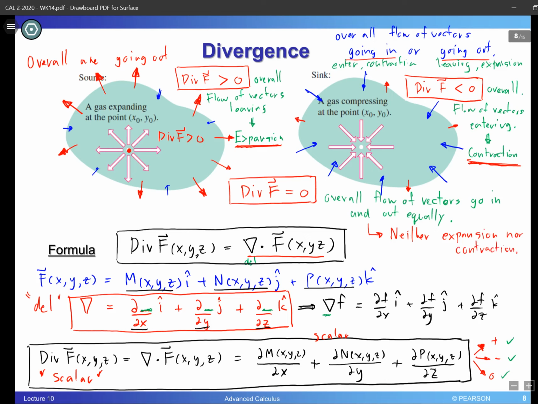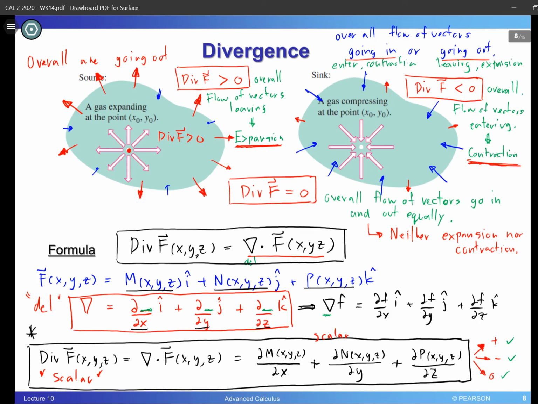Alright, so that is it. When it comes to the calculation of the divergence, you just need to follow this formula down here. Just need to keep in mind that divergence has to come out as a scalar, right? Never expect the divergence to come out to be a vector, and if it does, then something must be wrong in your calculation. It has to come out as a scalar. Once it comes out as a number, then you need to do some interpretation.